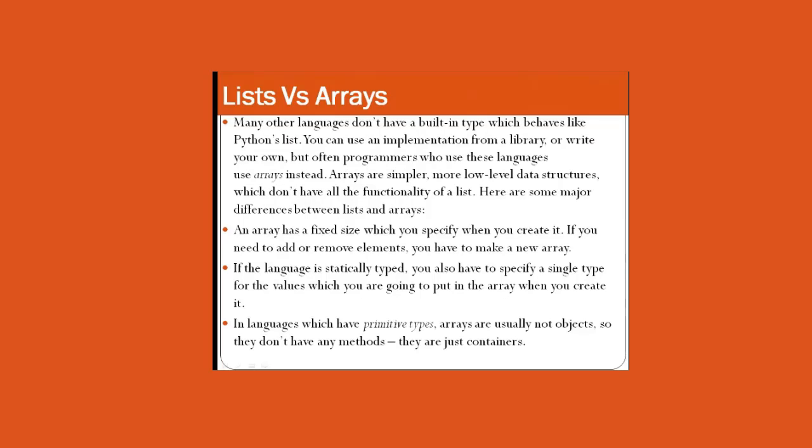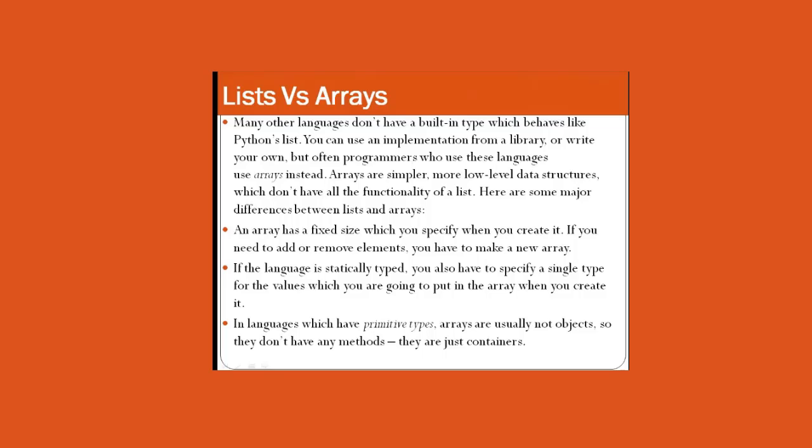Many other languages don't have a built-in type which behaves like a Python list. You can use an implementation from a library or write your own, but often programmers who use these languages use arrays instead. Arrays are simpler, more low-level data structures, which don't have all the functionality of a list. So let's see some of the differences. An array has a fixed size which you specify when you create it. If you need to add or remove elements, you have to make a new array.